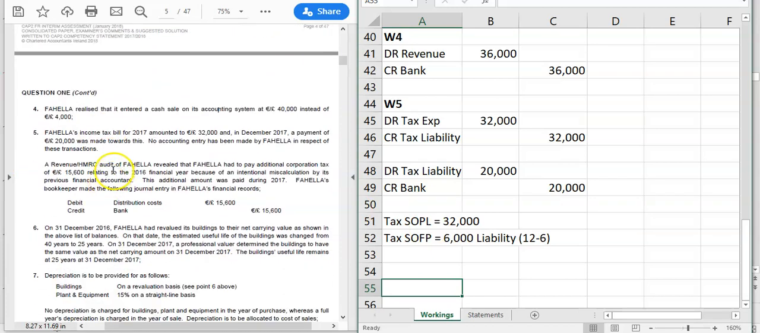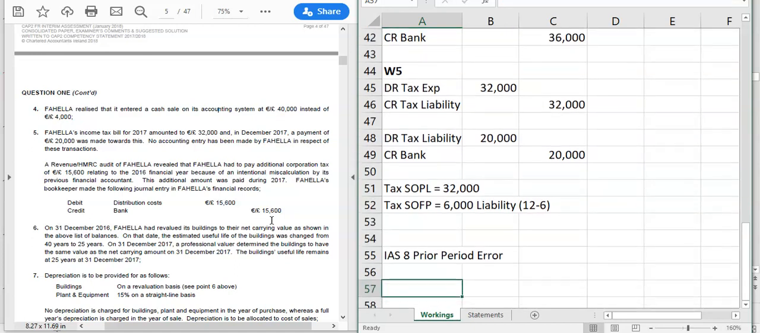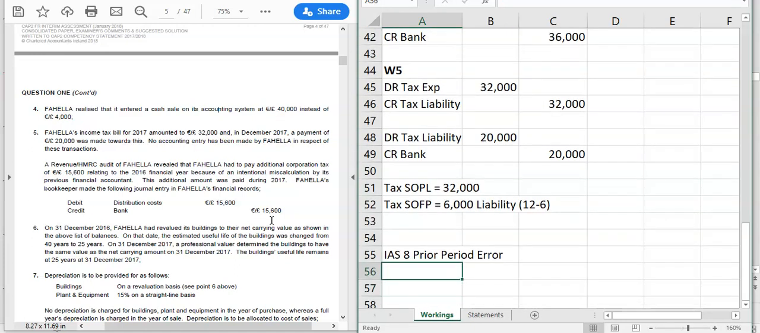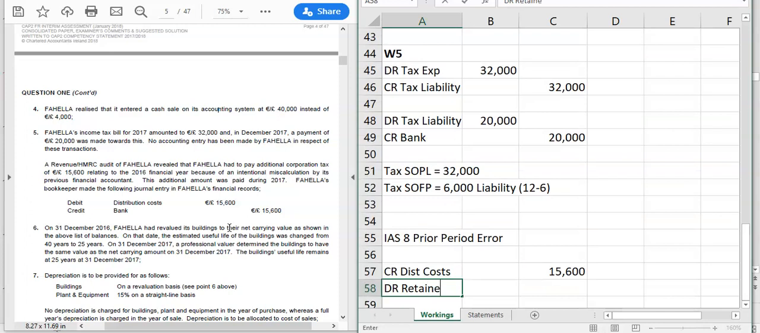Related to that then, there was also corporation tax for last year because of an intentional miscalculation. So in working 5 as well, this is a prior period error. And the key point here, it was intentional. And under IAS 8, that must be a prior period error. So you must go back and adjust the 2016 accounts because it was intentional. So you shouldn't be debiting distribution costs for this year because it relates to last year. So what you're going to do is credit distribution costs because they shouldn't have been debited. And instead you're going to debit retained earnings.